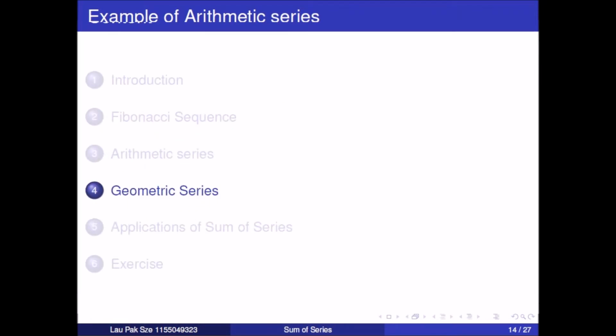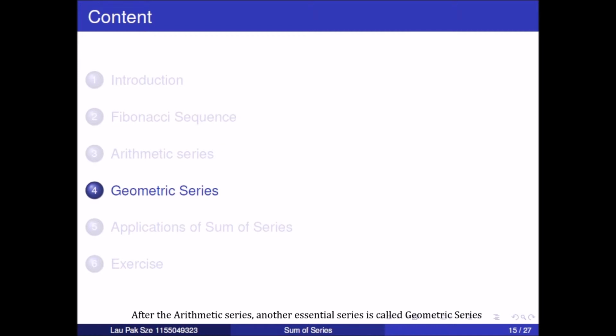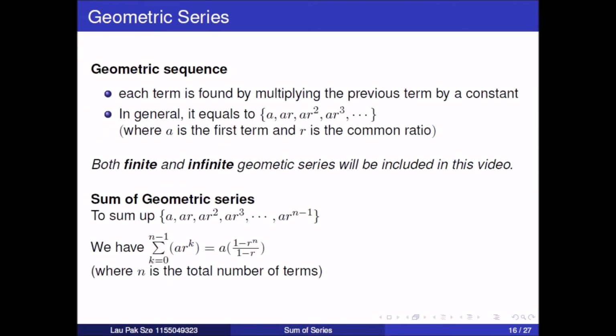the answer. After the arithmetic series, another essential series is called the geometric series. In a geometric sequence, each term is found by multiplying the previous term by a constant. In general, it equals a, ar, ar squared, ar cubed, etc. a is the first term and r is the common ratio. Here is the formula for the sum of a geometric series.